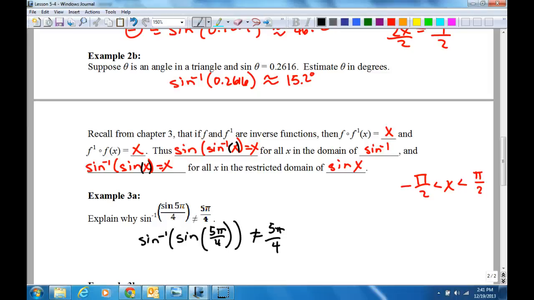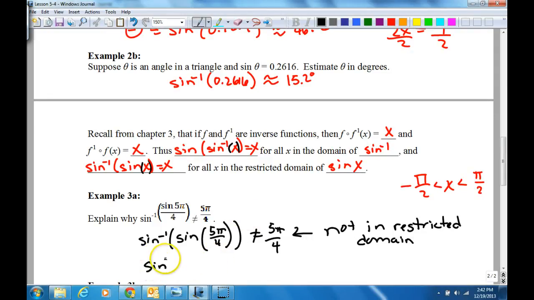So, to do this one, can we use our unit circle on the... I'll let you use it tomorrow. That's the main reason. This is not in the restricted domain. If I wanted to find an equivalent to that in the restricted domain, what would it be? It would be 7 pi over 4, right? Because that's in the fourth quadrant.